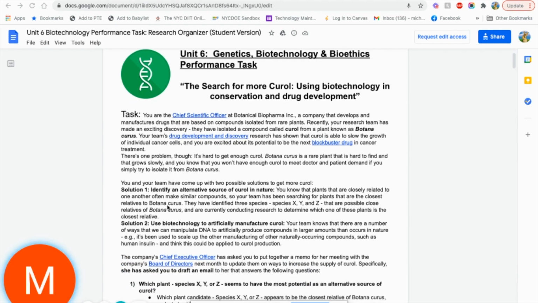So there are two possible solutions for the students to look at. They have either solution 1, which is identify an alternative source in nature, or solution 2, use biotechnology to artificially manufacture Curol. So the kids are going to have to decide which solution they want to commit to. And then they're going to be writing an email to the board of directors to determine which way they think is the best way to produce Curol.